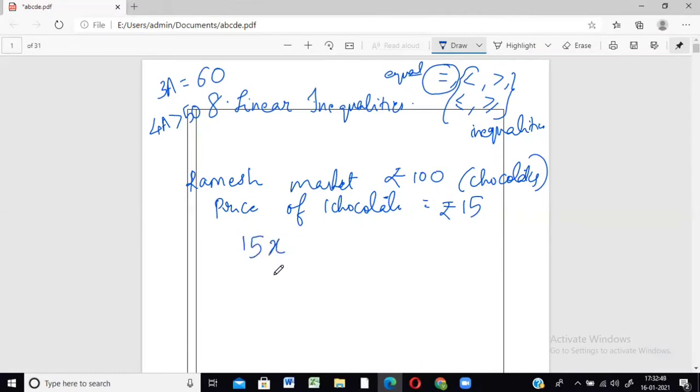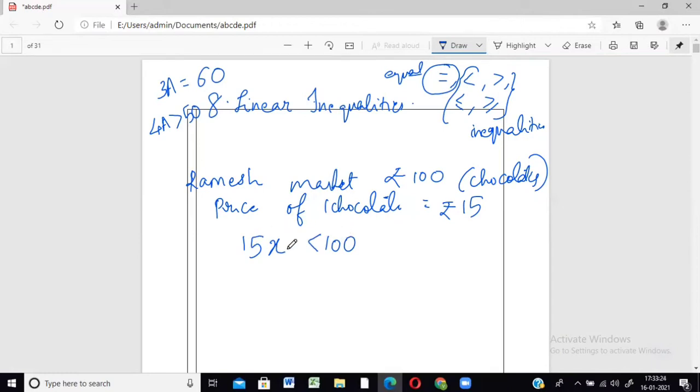Say if he buys x number of chocolates, the price should be lesser than 100. Correct, it can either be lesser than or equal to. Now since this is a very small equation, we know that 15 times 6 is 90. So he can only buy 6 chocolates, and 10 rupees will still be in his pocket. So that number should not go beyond 100. If he took 7 chocolates, what would the price be? 15 times 7 is 105. But he just has 100 rupees in his pocket, and he doesn't have the remaining 5 rupees, right? So he can only buy 6 chocolates.